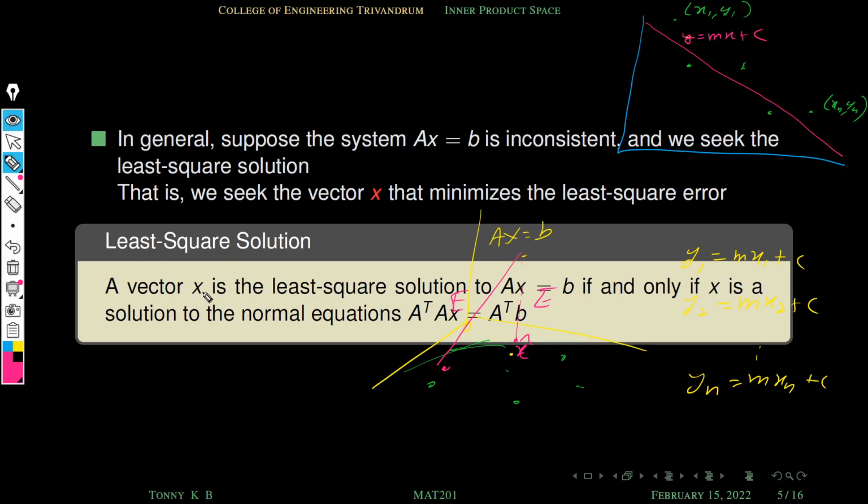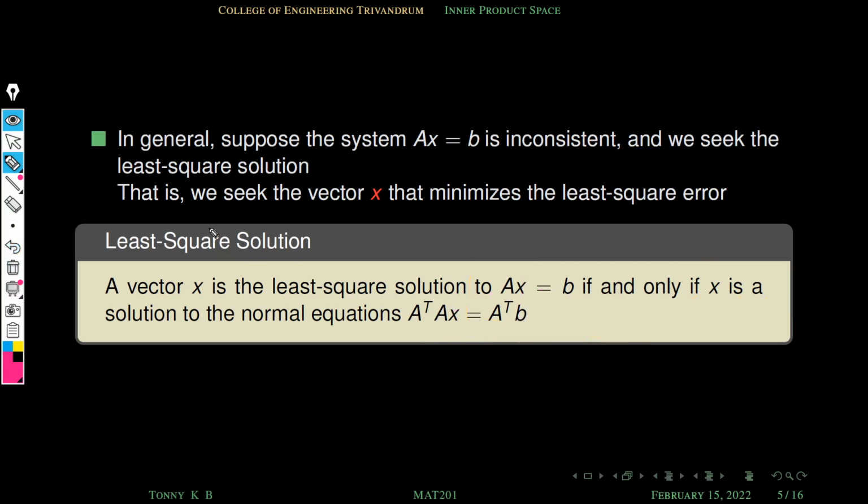A vector x is the least square solution to Ax equal to b if and only if x is a solution to the normal equations A transpose A x is equal to A transpose b. You can find this solution by solving this system of equations. That's the idea. I leave the proof. Here we assume that the system is inconsistent. It has no solution. Then the best solution x is given by solving the normal equations A transpose A x is equal to A transpose b.